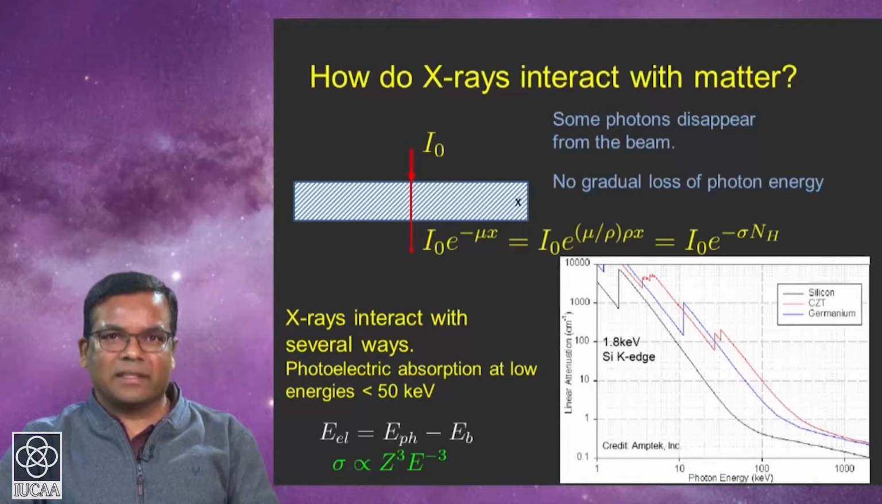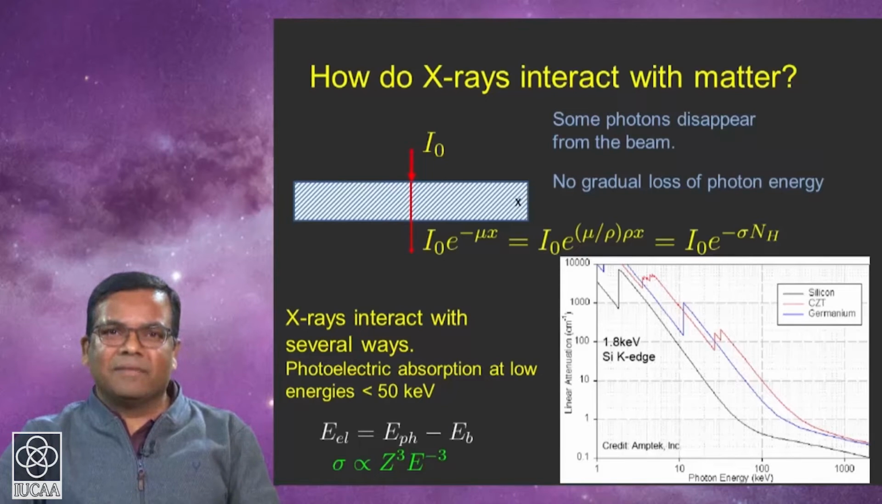In astrophysics, we measure thickness in terms of number of atoms N_H per centimeter square column extending from the source to the observer, and this N_H here is called the column density, and the absorption coefficient becomes the cross section. So, therefore, the intensity reduces by the factor e to the power minus sigma N_H.